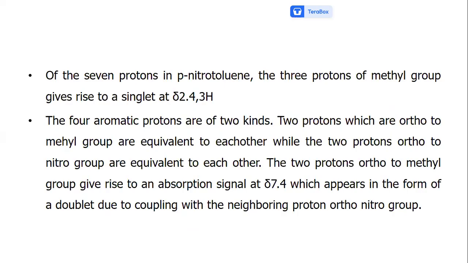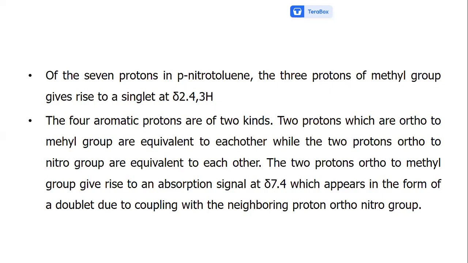Of the 7 protons in paranitrotoluene, the 3 protons of the methyl group give rise to the singlet at delta 2.4, 3 hydrogen. The 4 aromatic protons are of 2 kinds. The 2 protons which are ortho to the methyl group are equivalent to each other, while the 2 protons ortho to the nitro group are equivalent to each other.